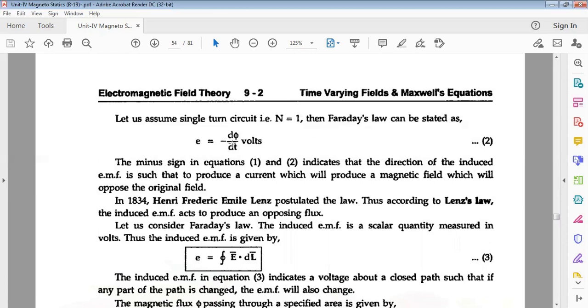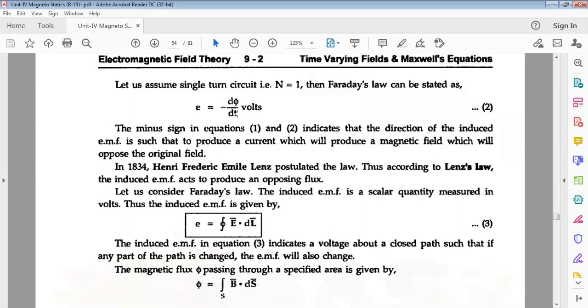Faraday's law states that a change of flux with respect to time induces EMF. The minus sign indicates that the direction of induced EMF is such that it produces a current which will produce a magnetic field opposite to the original field. That is, the negative sign means the direction is different. We already know the potential: the integral of E bar dot dl bar is equal to minus V. For the induced EMF, the minus becomes a plus here, E is equal to the integral of E bar dot dl bar.